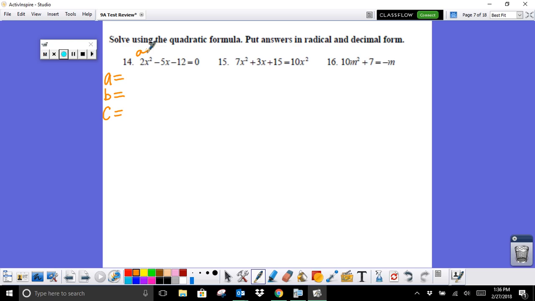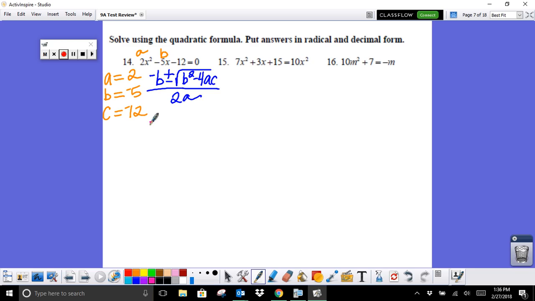So A is in front of x squared, which means that's 2. B is in front of x, which is negative 5. And C is negative 12, the number by itself. All right, so my formula is the opposite of B plus or minus the square root of B squared minus 4AC all over 2A. So I'm going to plug in everything that I know into this formula.